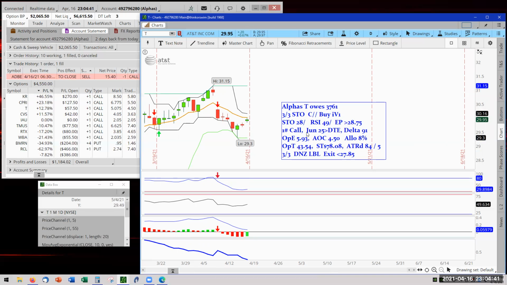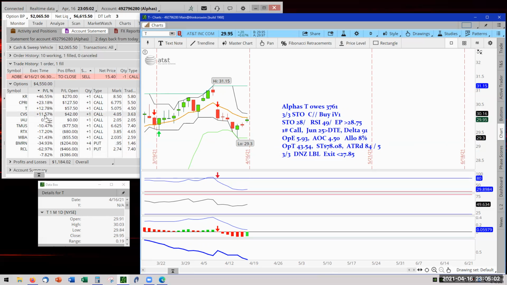We do have to keep an eye out on our expiration date. This is a June at $25 strike price, and today we are at April 15th, so we are 60 days out from expiration on this. And we have to look seriously versus what happened to RCL. I'll bring that up into play in a minute.